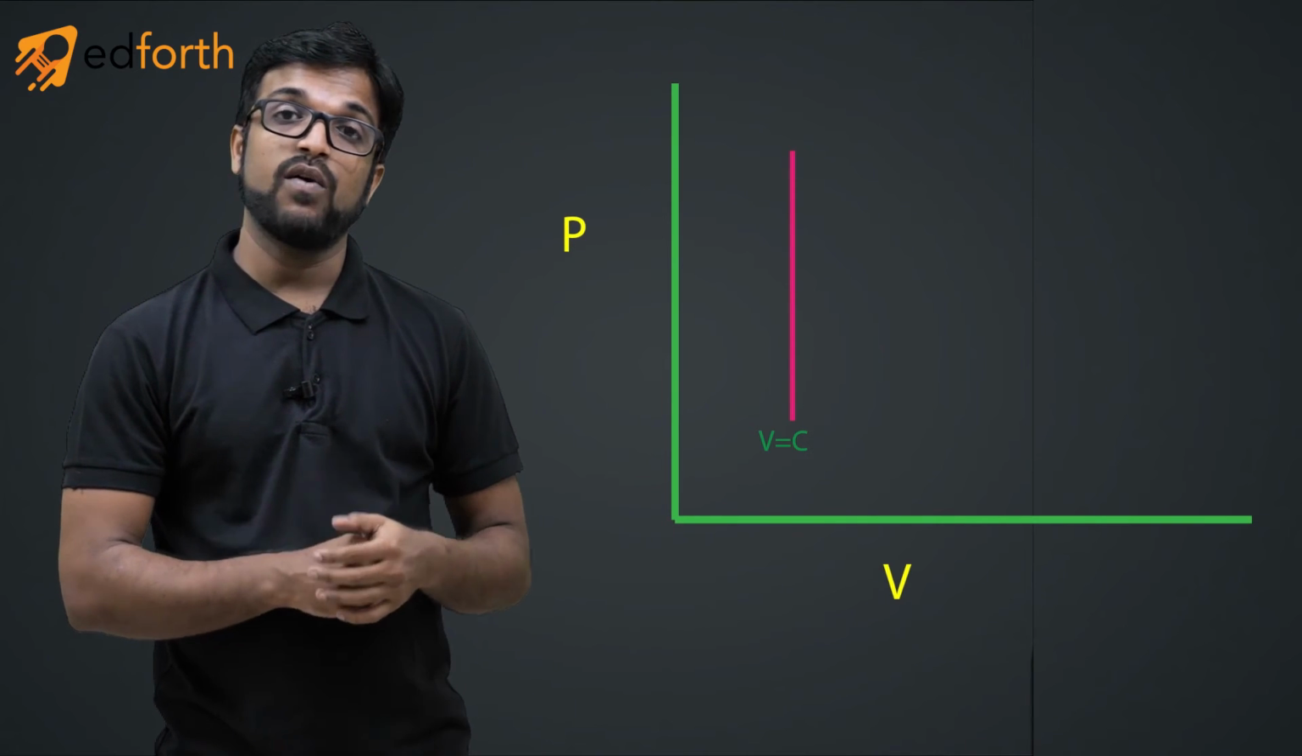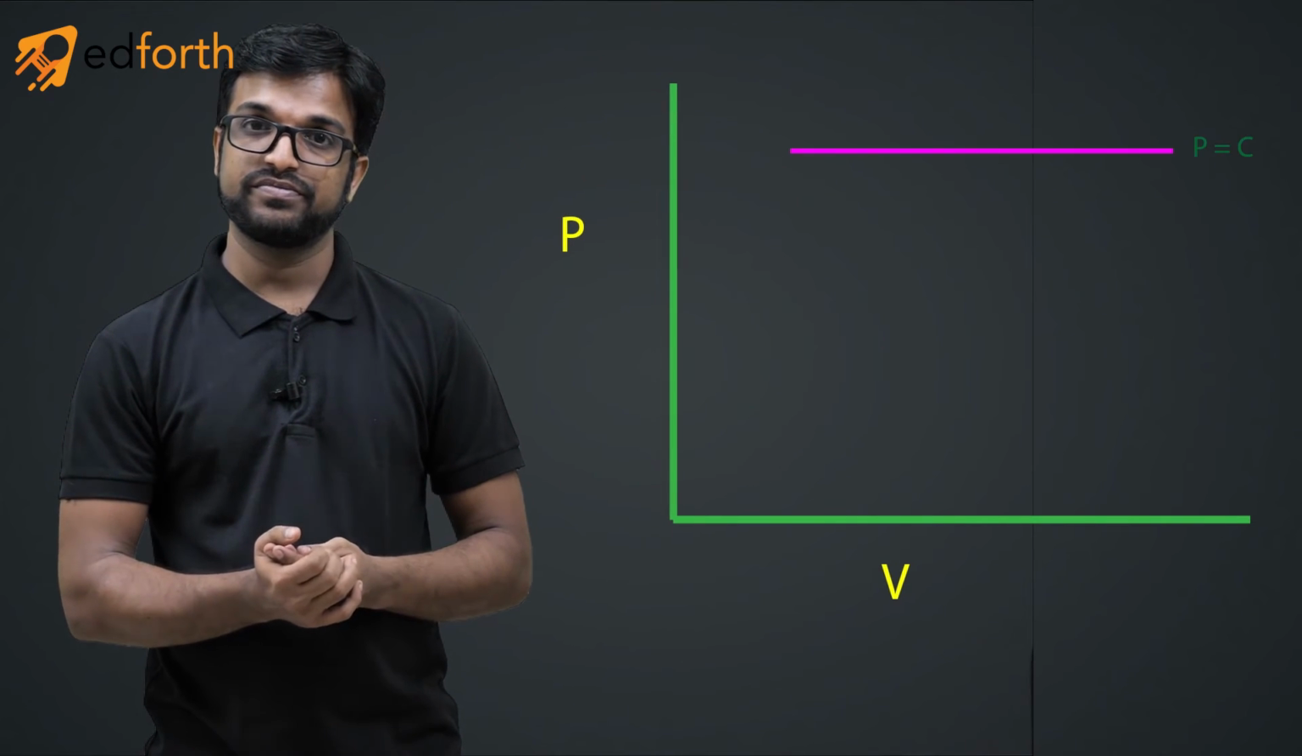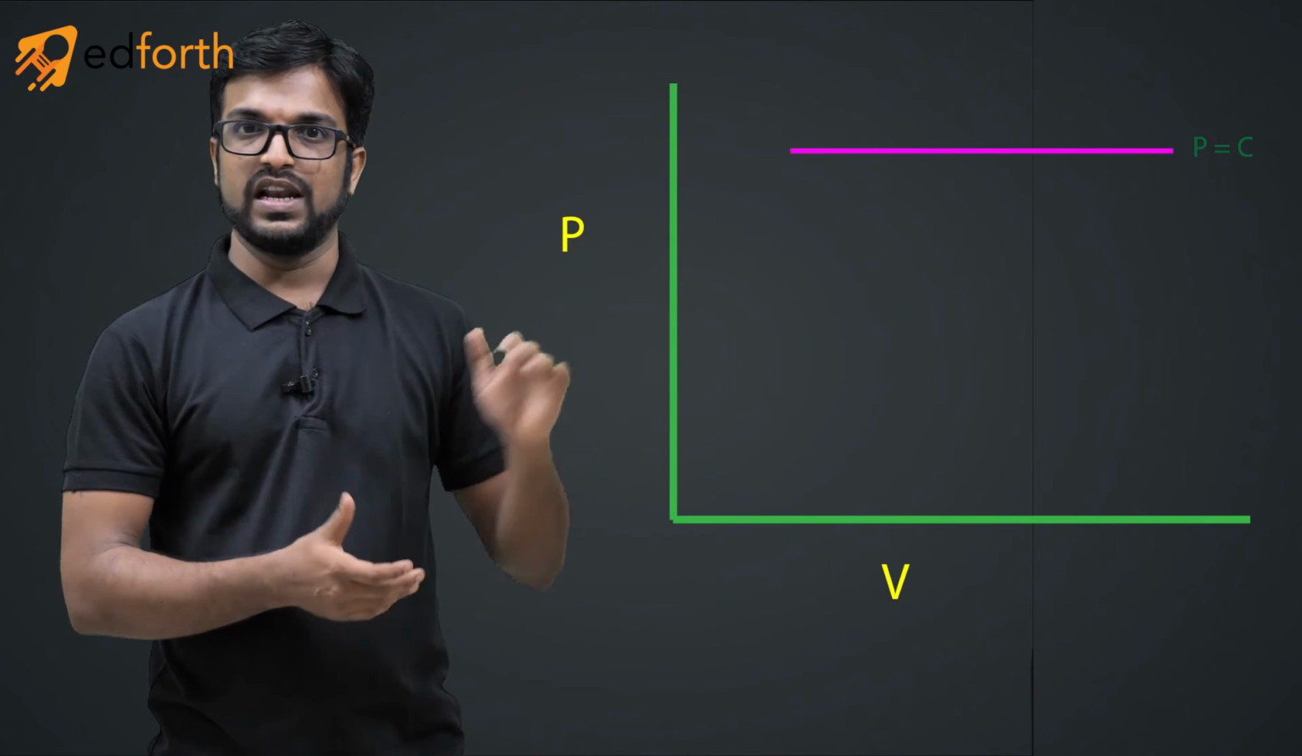Let me ask you one thing. How can I represent a constant volume process in a PV diagram? A horizontal line or vertical line? Constant volume process will be a vertical line, right? And what about constant pressure process? It will be a horizontal line. Remember that. That's about constant pressure process.